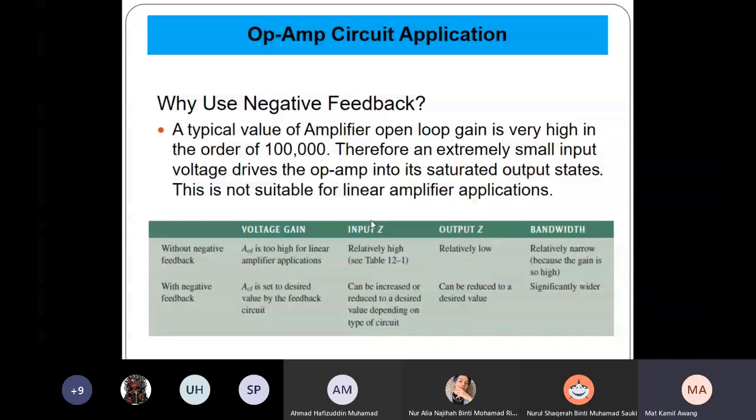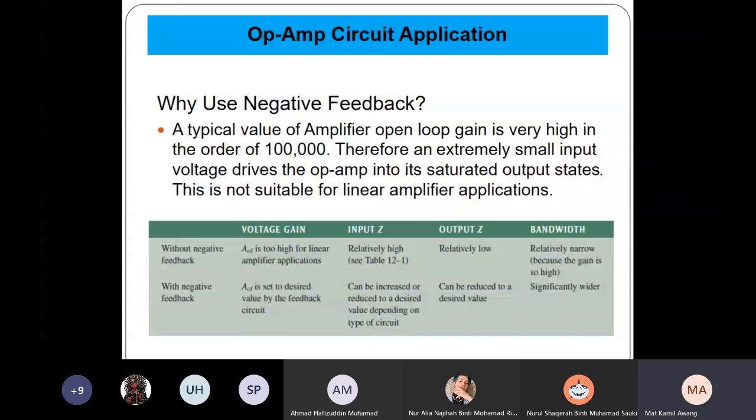Okay. When you compare the input impedance, Z is the impedance. The real part of impedance is the resistance. Z is equal to R plus jX, where j is the imaginary number, the complex number. The input impedance with negative feedback is relatively high. You can go to Table 12-1 in the Floyd textbook to see what numbers they have for the impedance.